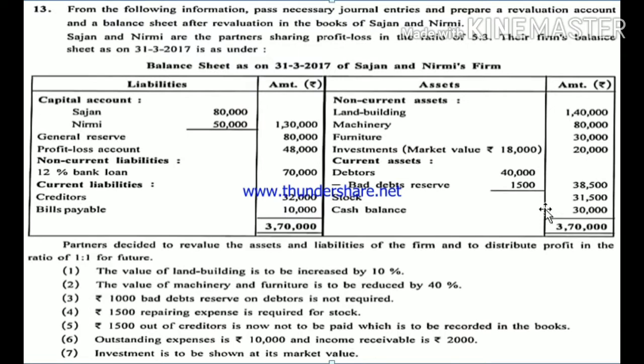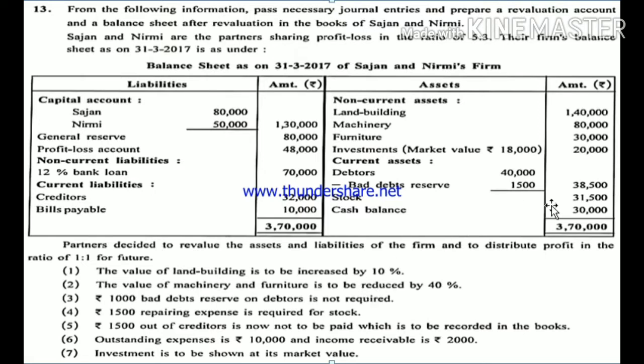So there is an increase in the value of the asset, means previously you were showing over here 38,500, but in the new balance sheet that you will prepare after revaluation, you will show the debtors value, that is 39,500. So there is an increase in the value of debtors. So due to increase in the value of assets, profit will occur to the firm. So the journal entry would be debtors account debit, or bad debt reserve account debit, to revaluation account credit by rupees 1,000.